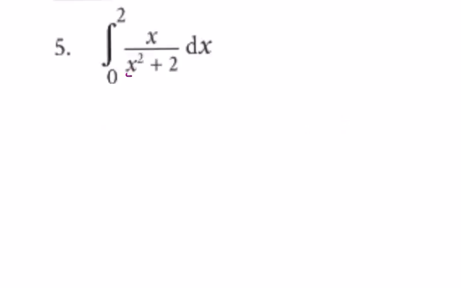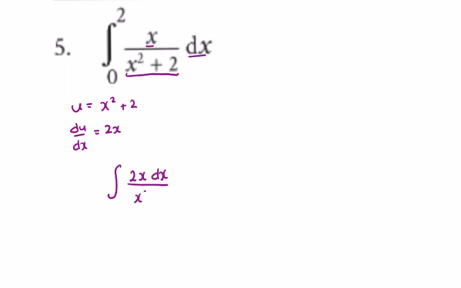Question 5. Let's let u equal x squared plus 2. So du/dx is equal to 2x. Now we only have x dx, so to make it 2x, we can do the following. If we want 2x dx on top, and on the bottom x squared plus 2, to not change it from x, we'd have to have a 1 over 2, which we can factor out, and you can see that the 2's will cancel, so we still have exactly the same integral.